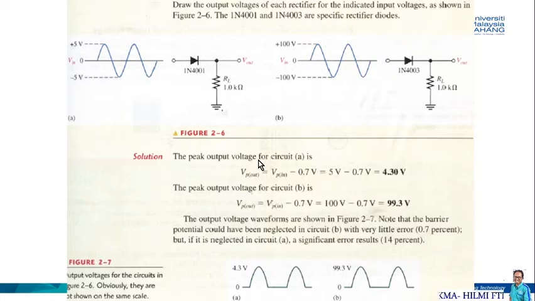So the peak output voltage for the first circuit is going to be the peak input voltage, which is 5 volt, minus 0.7. So we get a peak output voltage of 4.3 volt. While for circuit B, easily, 100 volt minus 0.7, we get 99.3 volt. So the diagram is going to be shown like this. We have the positive alternation only, and the peak value will be 4.3 for circuit A, and for circuit B, the peak output voltage would be 99.3.